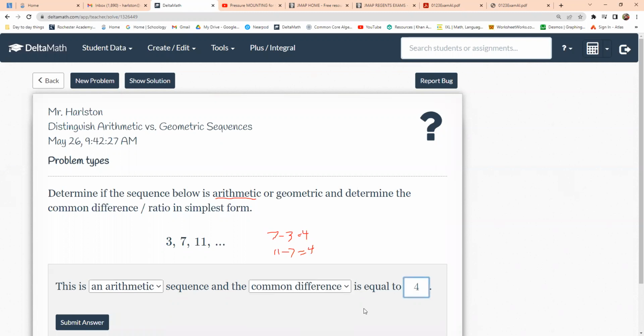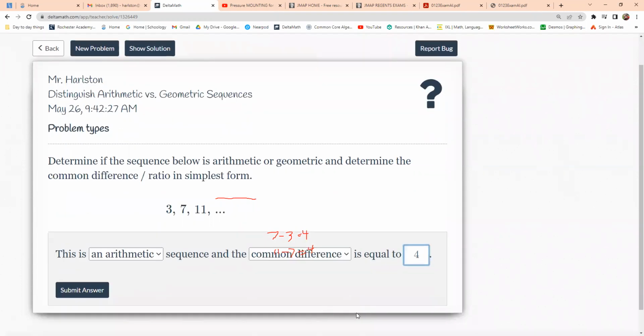So basically, this is just a continuation of kind of what we did with linear and exponential. But these are sequences, and we will talk a little bit more about what makes a sequence. But it's basically the same thing as linear versus exponential.